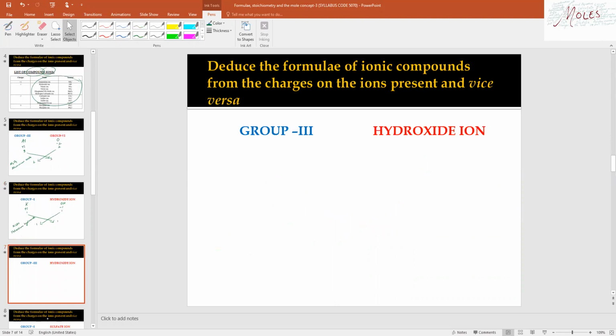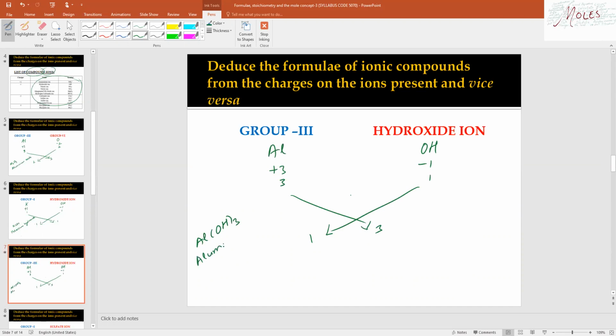What if we have a group 3 metal like aluminium instead of potassium? Swapping the subscripts again, we will get Al(OH)3. We call it aluminium hydroxide.